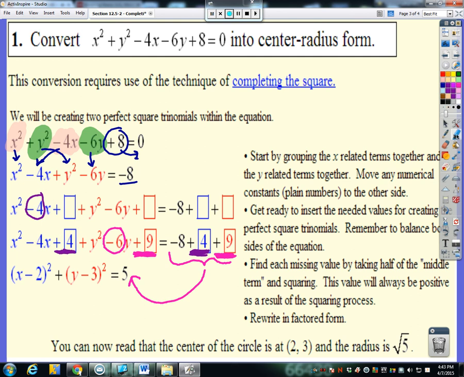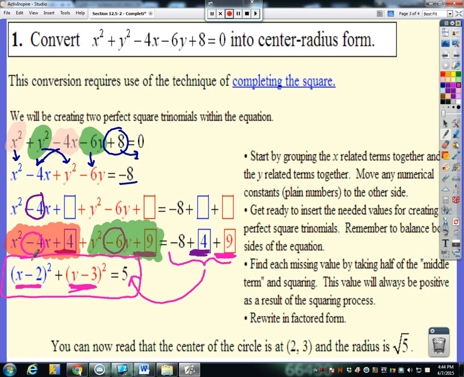Now we want to finish factoring, if you will. We didn't really need to think of this as factoring, but we've got two trinomials here, an x trinomial and a y trinomial, and we want to factor those into their perfect squared formats. Half of the b term in the x was the negative 2, so it's x minus 2 quantity squared. Half of the negative 6 in the y was negative 3, so it's y minus 3 quantity squared. And now we've got our standard form for our circle.